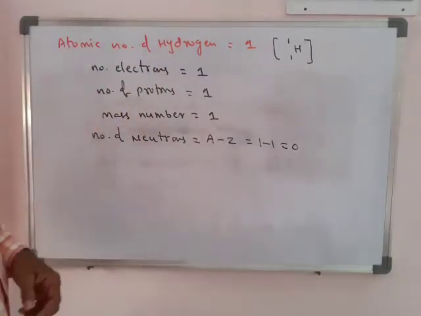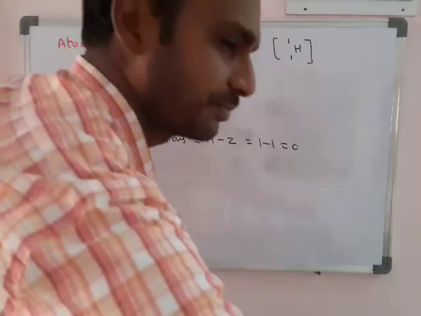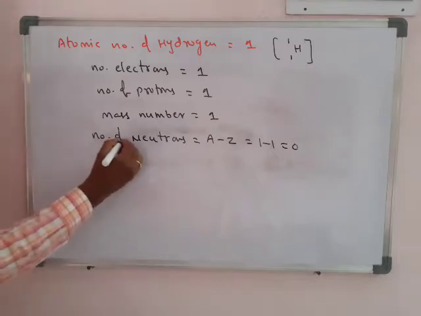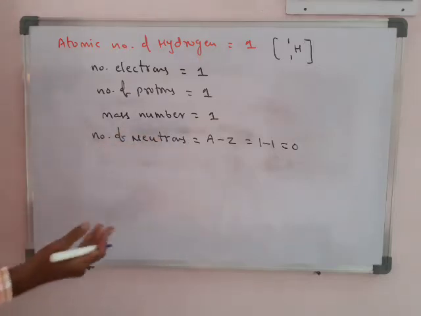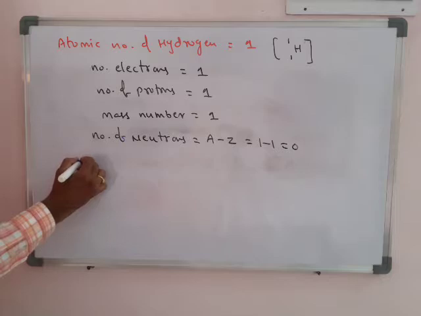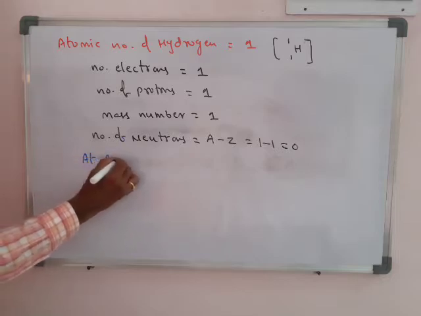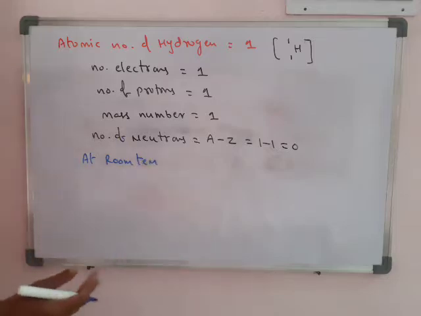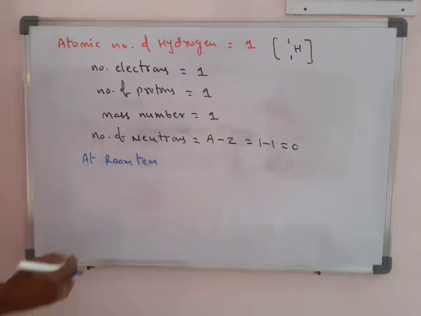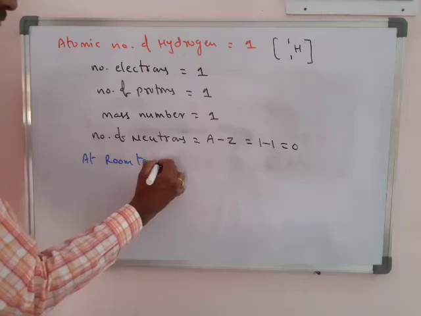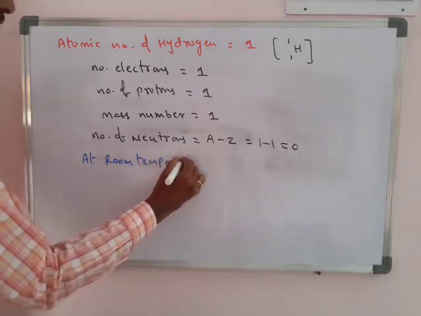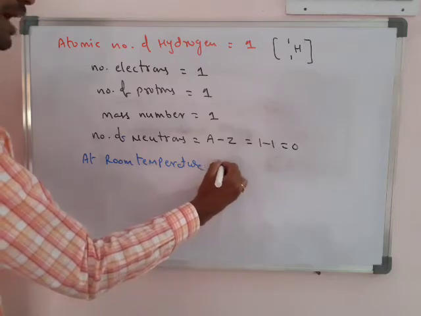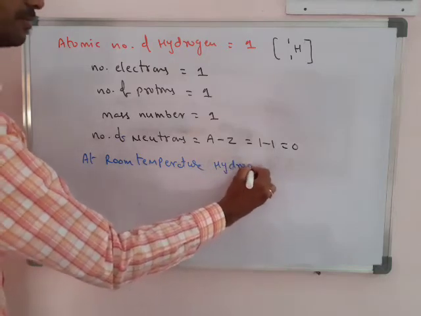Next, what is its physical state? Generally hydrogen is present in the form of gas, but we have to mention at room temperature. We can solidify it also at particular conditions. But at room temperature hydrogen is a gas.